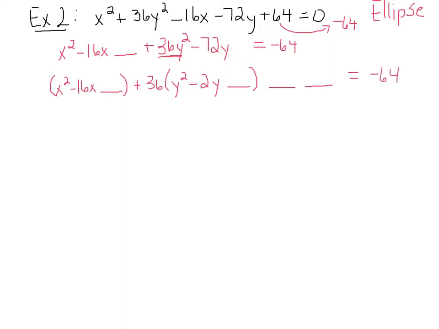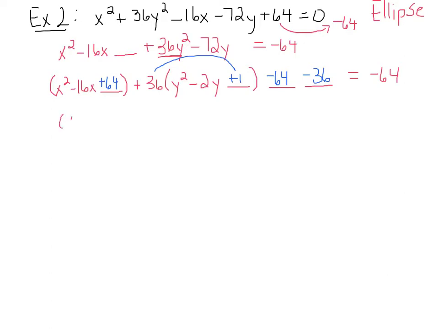Okay, go ahead and complete the square. Take half of negative 16, and that gives you negative 8, and square it. So we're going to put a plus 64 here, and then we need to balance it over here with a minus 64. And then in our second parenthesis, half of negative 2 is negative 1, square it, it's positive 1. Remember, when you balance it, you need to take 36 times 1, which is 36, so we're balancing it with a minus 36. Okay, now let's just simplify it.